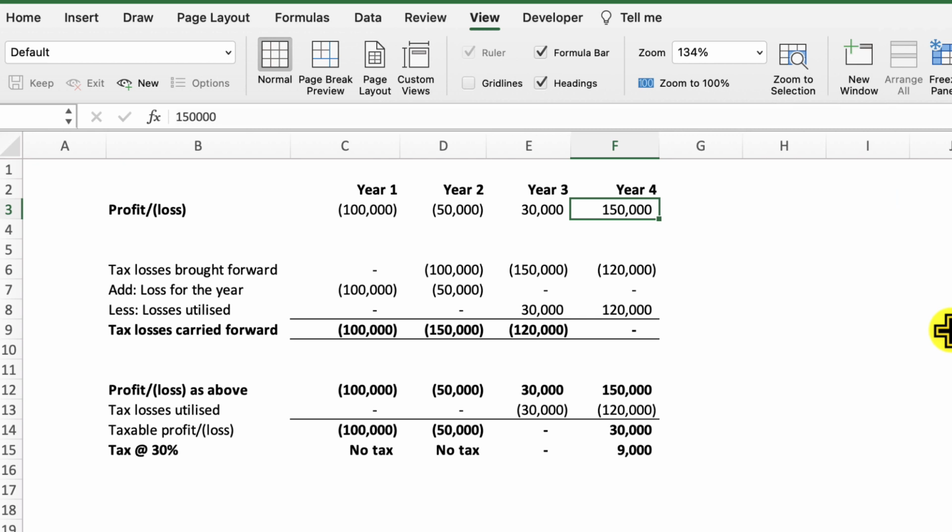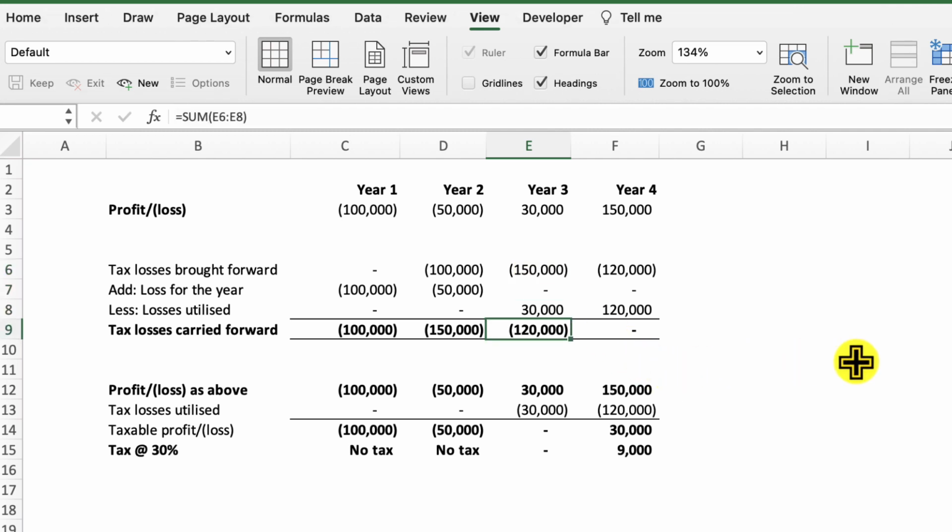So in the first year, we begin operation, so of course, we do not have any losses brought forward. That year, we made a loss of $100,000, so we have a tax loss carried forward of $100,000. In the next year, on top of this $100,000 from the prior year, we make another loss of 50,000, so now we've carried forward a loss of 150,000. Now in year 3, we make a profit of 30,000, which we offset against our tax losses of 150,000. So that means our tax losses carried forward is 120,000.